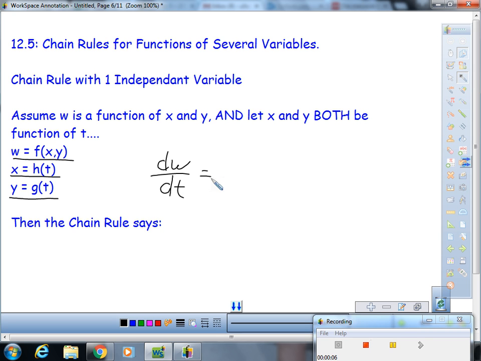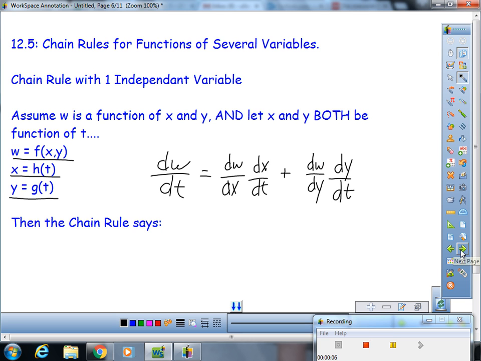dW/dt, is equal to dW/dx times dx/dt. So the change in W with respect to X times the change in X with respect to T, plus dW/dy times dy/dt. Okay? So this is taking our total differentials and kind of taking it one level further. That probably doesn't do a whole lot for you guys, so let's do an example.